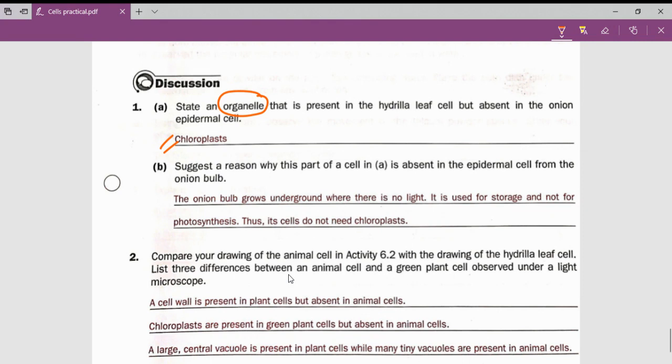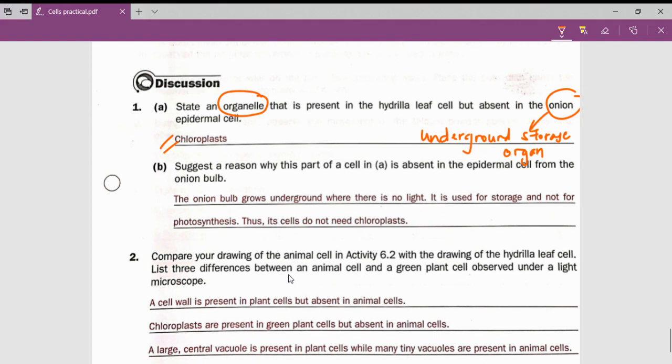Just to take note, only cells from plants contain chloroplast, and onion is an underground storage organ. So you will not see the chloroplast. Its fleshy cells do not contain any chloroplast. Just take note.